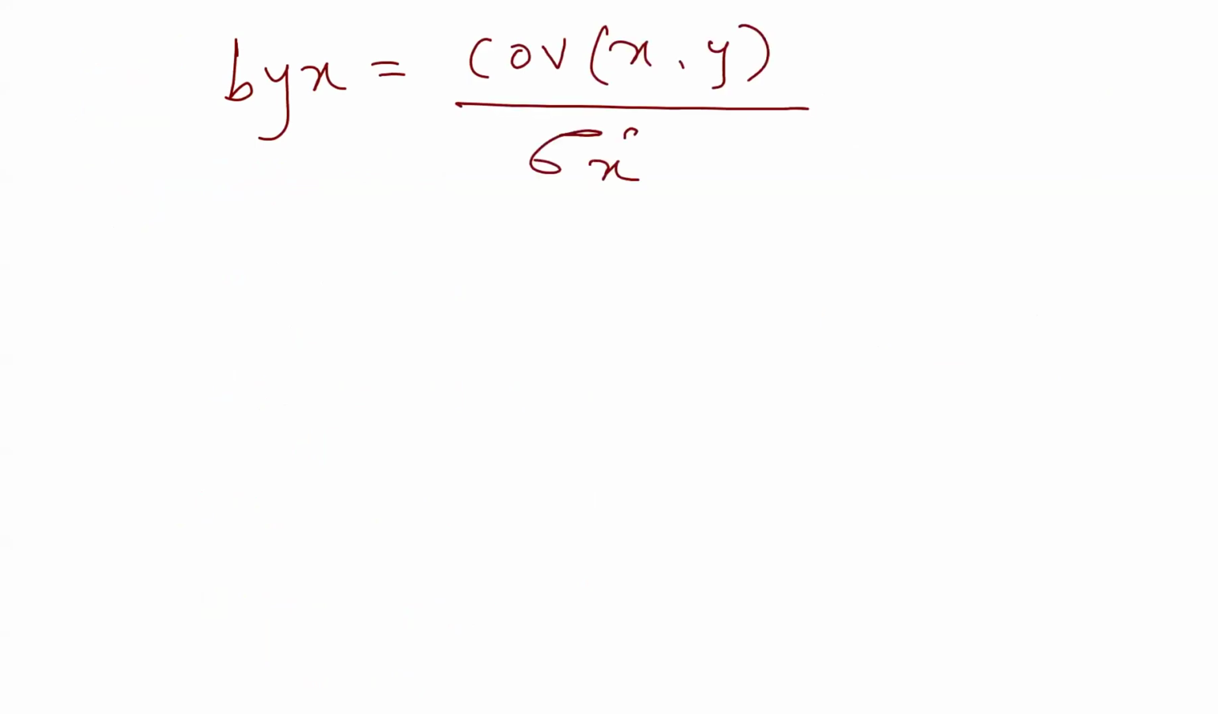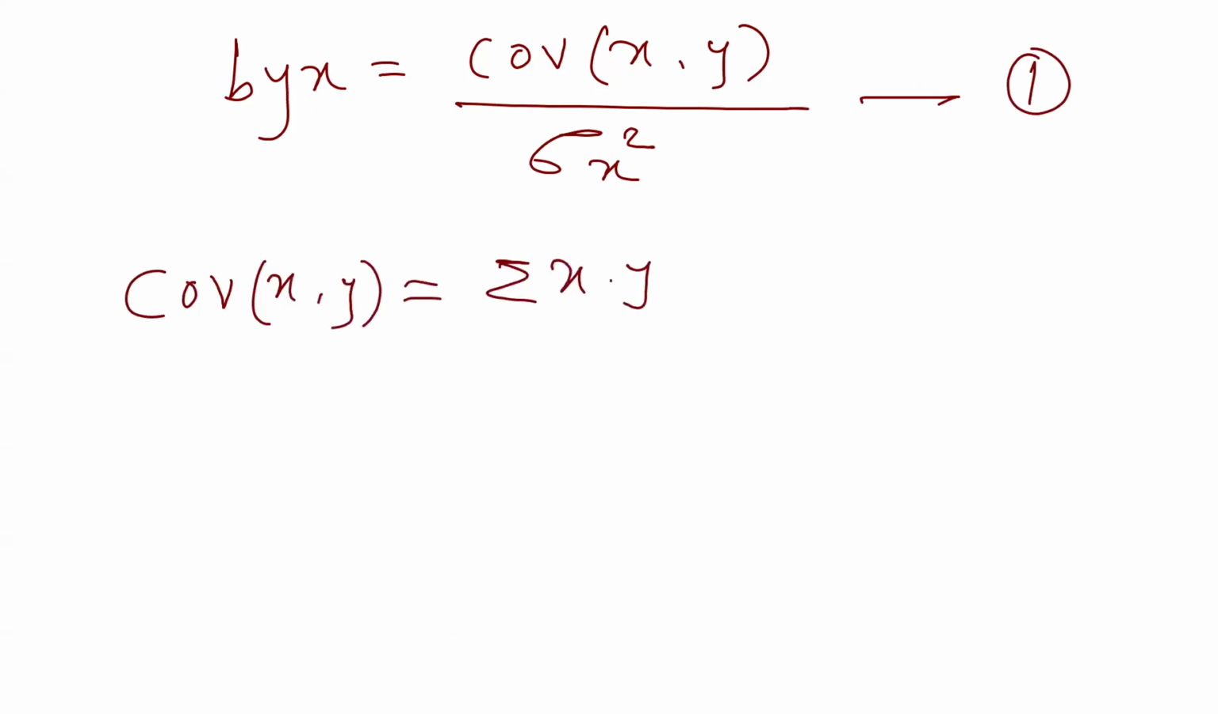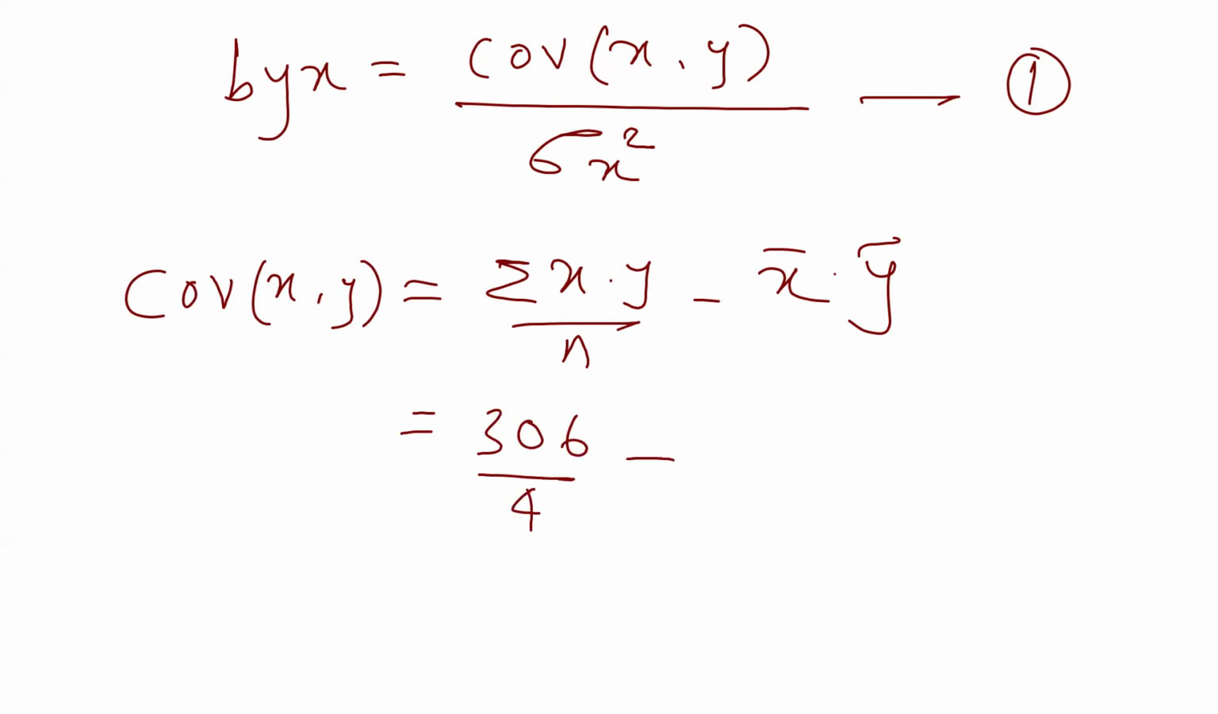Okay, so byx is nothing but covariance between x and y upon standard deviation of x square. Equation number 1. Covariance of xy. I'll use this formula because summation xy is given in the problem. So summation xy is 306 upon n, which is 4, minus 6 into 11.